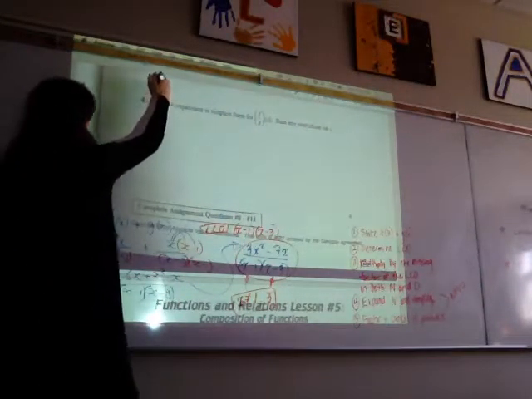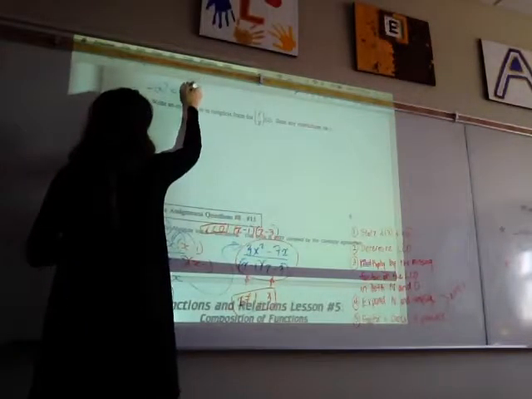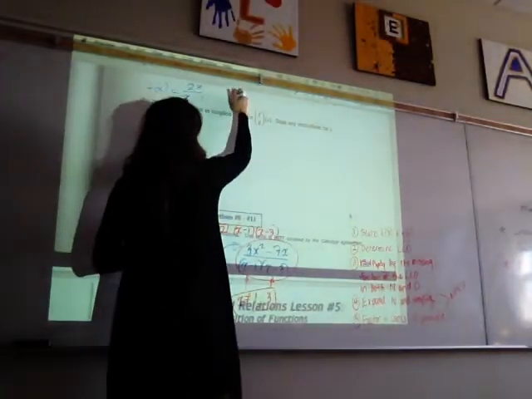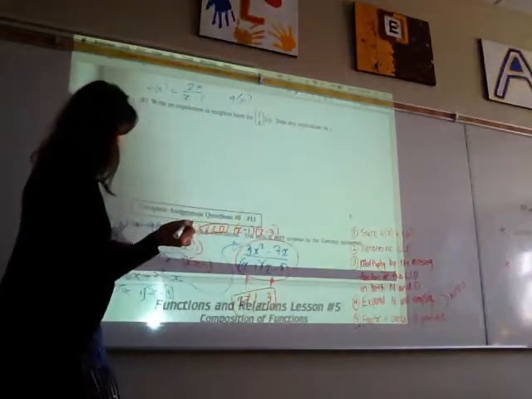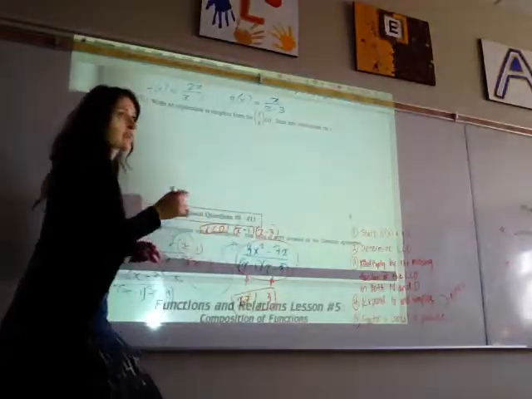Okay, so if I just rewrite f of x, that was 2x over x minus 1. And g of x was x over x minus 3. Is that correct?